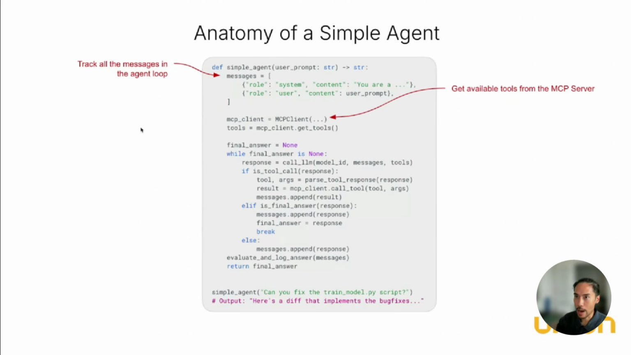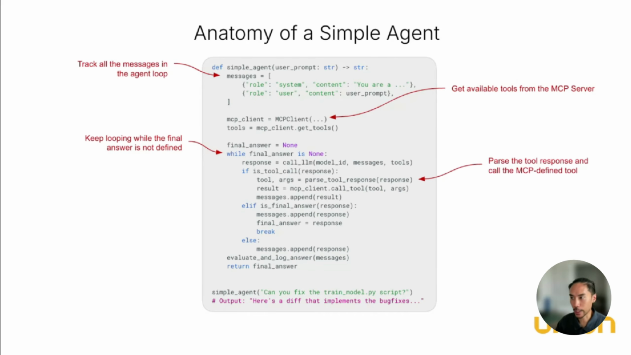Then you have an MCP client, and you assume you have some MCP server somewhere that has all of the tools and resources and whatnot to fulfill the requirements of your application. This could be a remote or local MCP server. I think I saw answers. I'll follow up with that at the end of the talk. You have a loop: while the final answer is not defined yet, just keep looping.